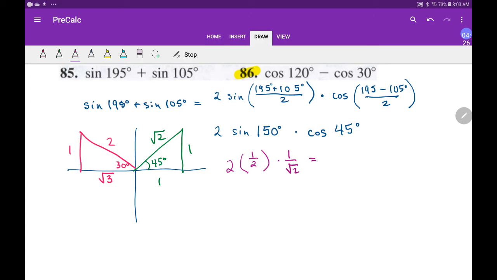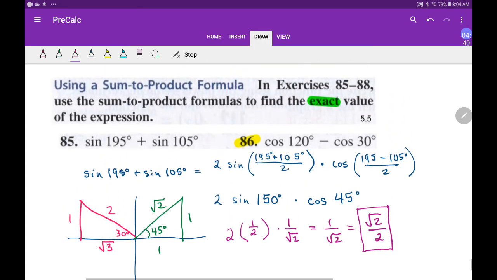All right, the 2's cancel right away. 2 times 1/2, that's just 1. I get 1 over the square root of 2, and I suppose I should fix that to look like this. But that's my answer. All right, so I can make it work out to be the reference triangles that I like dealing with.